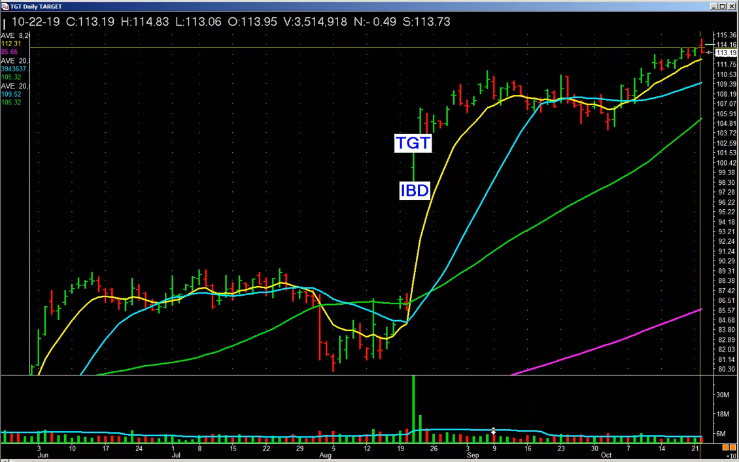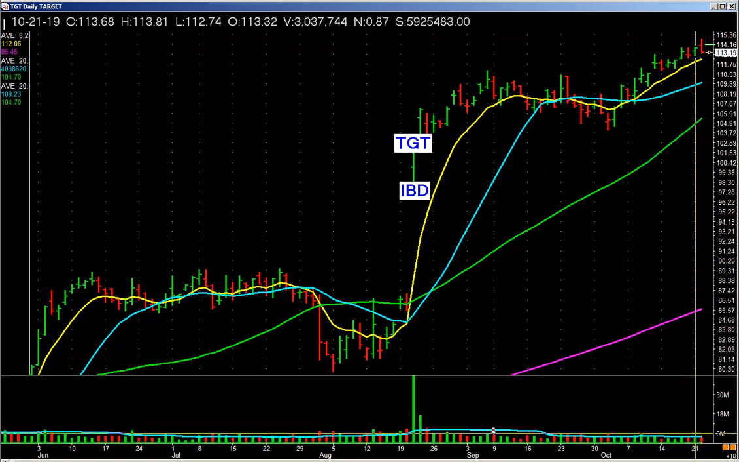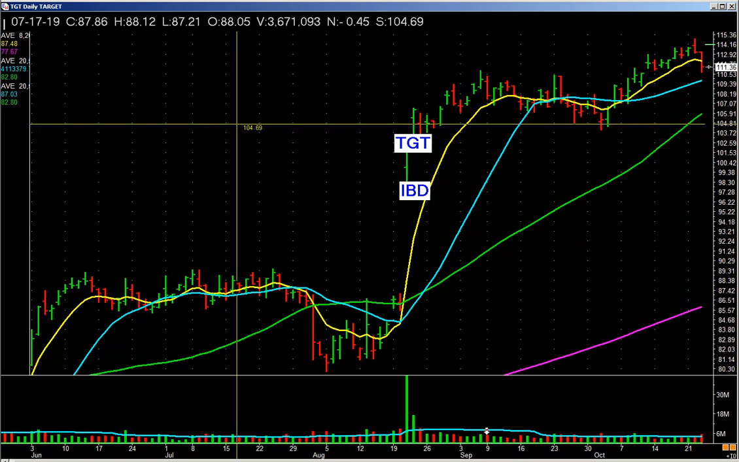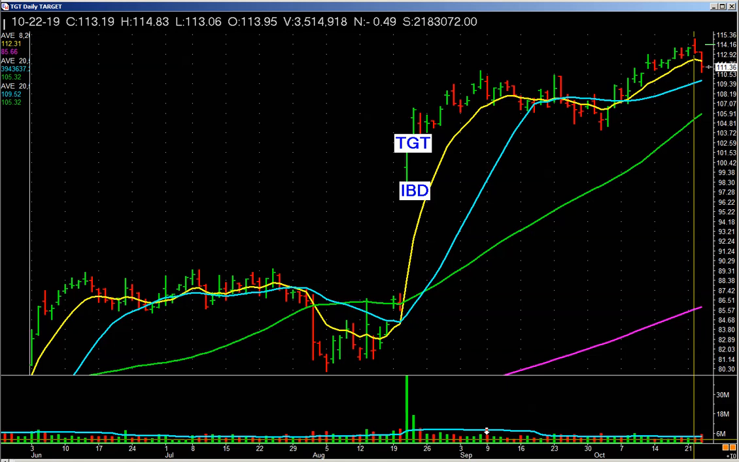puts in a reversal bar here. It gaps up and reverses down on a slight pickup in volume. Perhaps it marks a short-term top. We don't know, but we'll watch and see. Starts to lose the 8-day on a pickup in volume. See that right there? People talk with their mouths and vote with their pocketbooks.